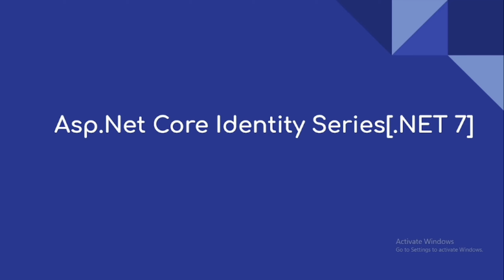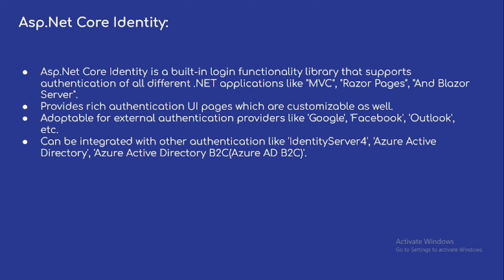So today's video is on the ASP.NET Core Identity series in a .NET 7 application. In this video we are going to create a Razor Page application where we enable identity authentication, and we are going to go through the main steps of the authentication process. And in this video series we are going to implement social login authentication as well, like Facebook, Google, Microsoft account, etc. Okay, so what is ASP.NET Core Identity?